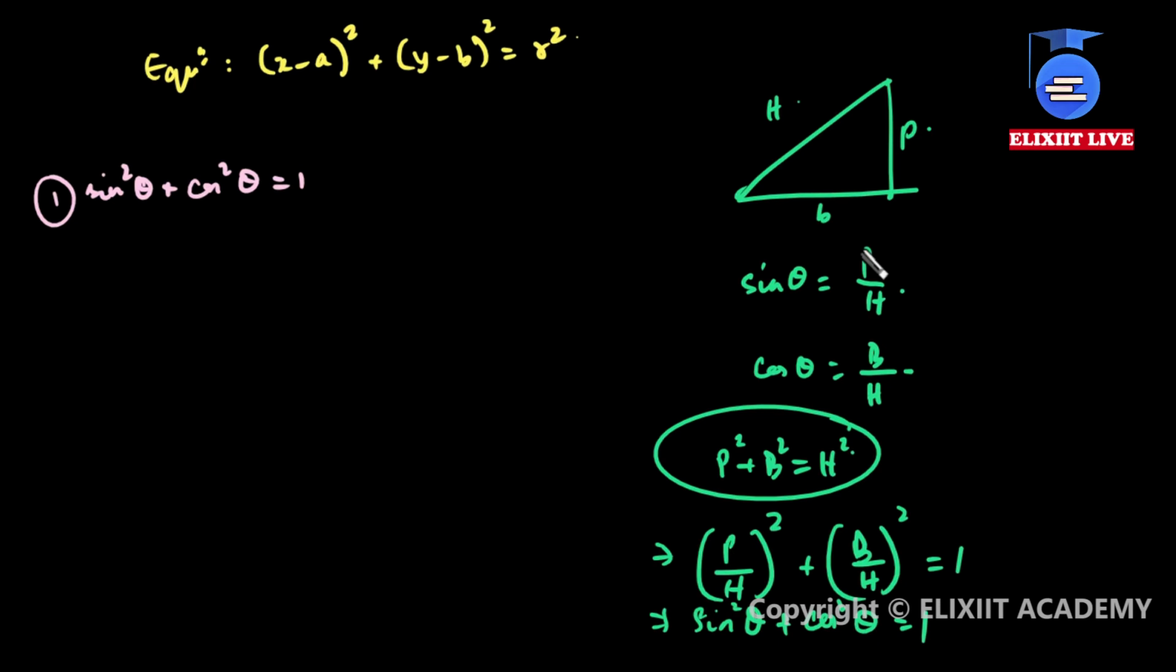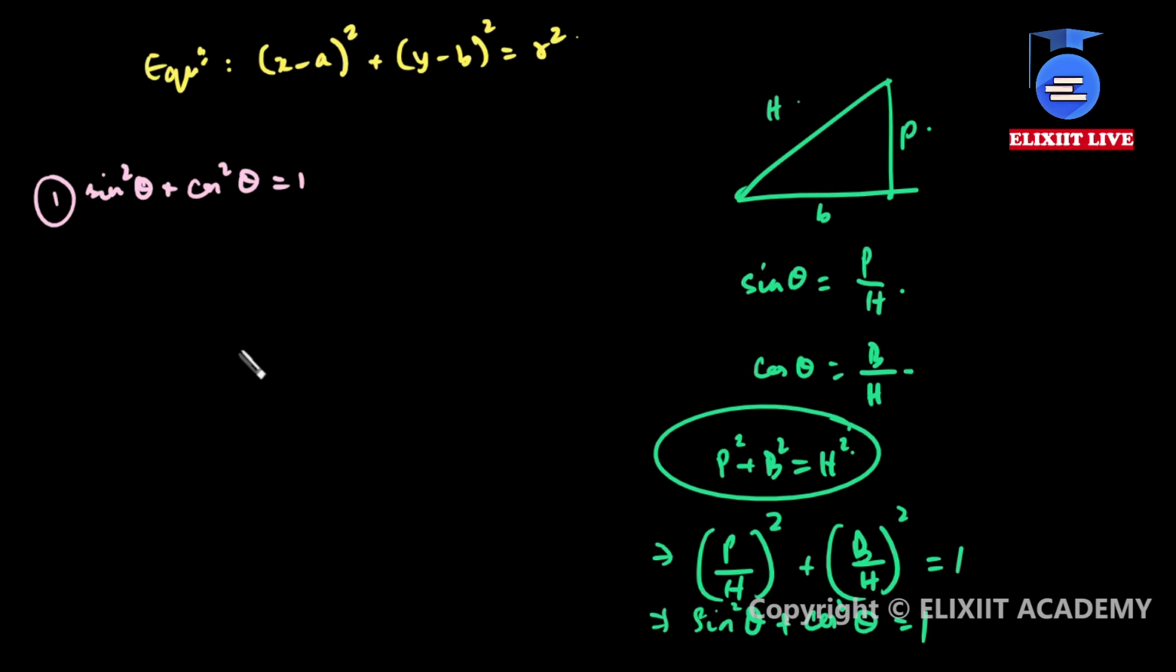Sin square theta plus cos square theta is actually 1. That's how we prove it. The unit circle proof also I have told you. The other identities, like 1 plus tan square theta is sec square theta, and 1 plus cot square theta is cosec square theta, can be derived from this particular main thing itself. This is the fundamental identity which you all know. The other identities can be derived from this sin square theta plus cos square theta identity itself.